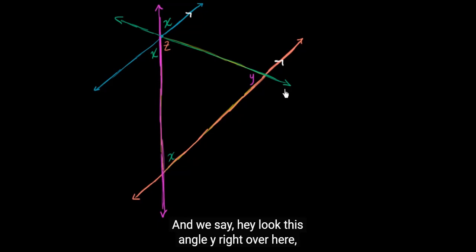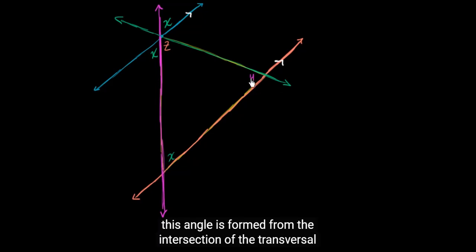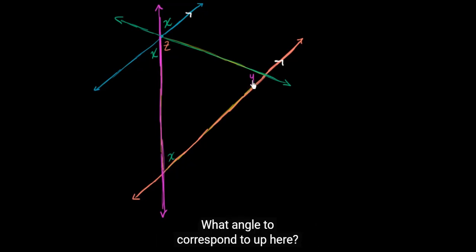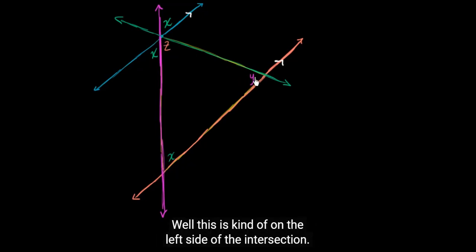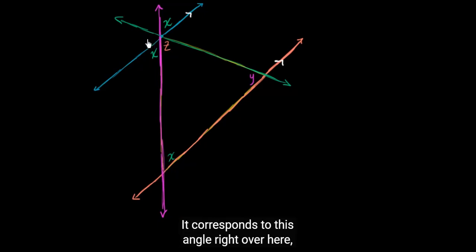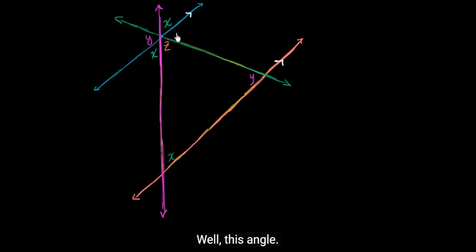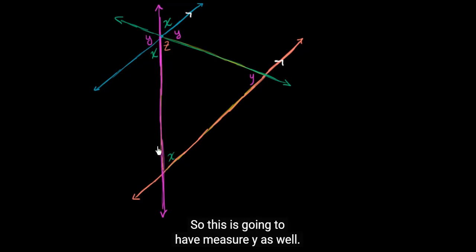And we say, hey, look, this angle y right over here is formed from the intersection of the transversal and the bottom parallel line. What angle does it correspond to up here? Well, this is on the left side of the intersection. It corresponds to this angle right over here where the green transversal intersects the blue parallel line. Well, what angle is vertical to it? Well, this angle. So this is going to have measure y as well.